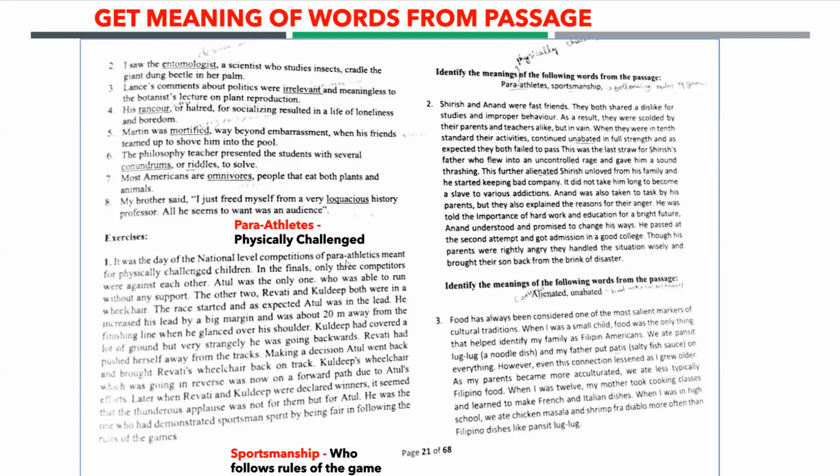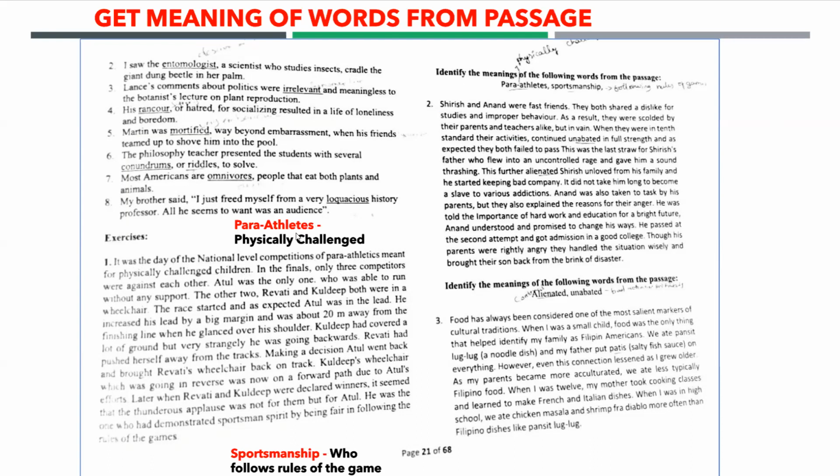If we completely read the para, it may take time. So you just particularly look for para athletics. Just scan this paragraph. So para athletics is in the first line itself. If you read this sentence, you'll get the meaning for para athletics. It was the day of the national level competition of para athletics, meant for physically challenged children. So here they are giving the meaning for this para athletics word. So it means physically challenged children.